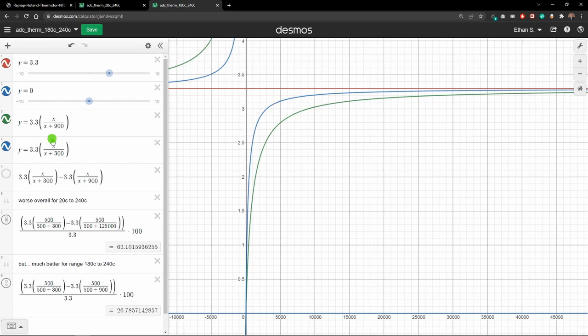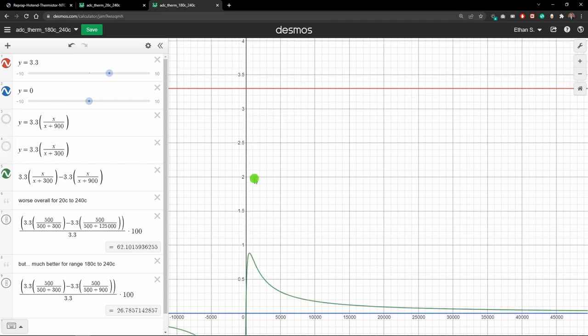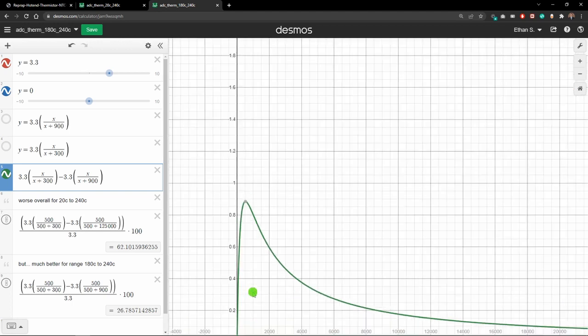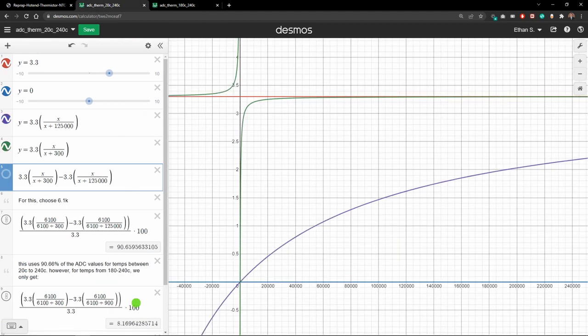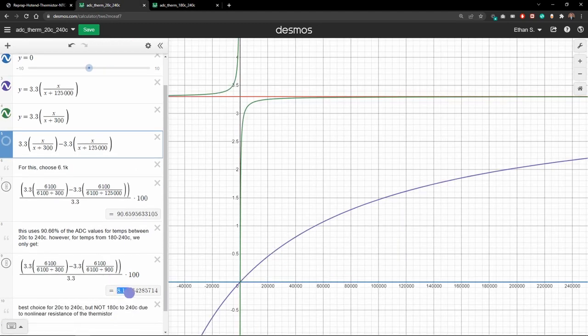So now we can plot the differences, which gives us the magnitude of the ADC given, and we can find the maximum value here. So we're only going to be using about 0.884 volts out of the 3.3 volts, which is not great. However, it is better than the previous one, where we were only using around 8% of that.